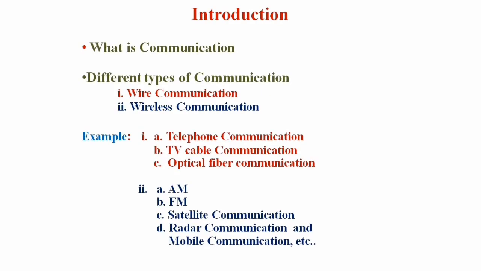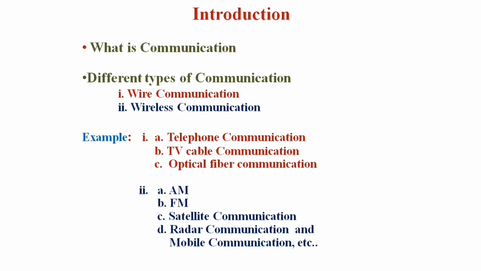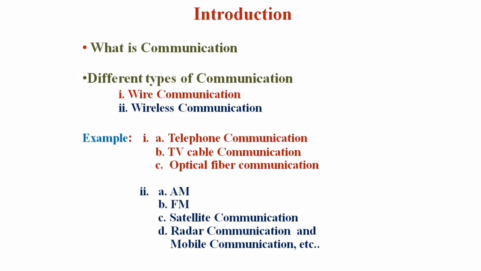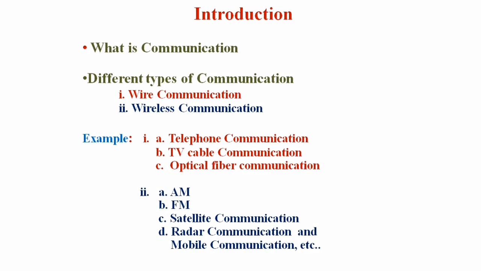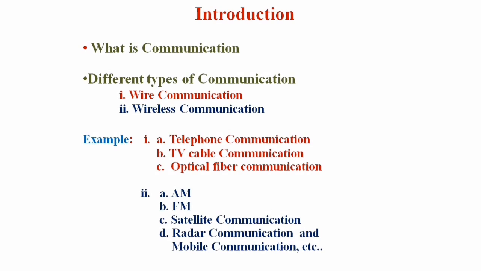Introduction. What is communication? Communication is the process of conveying information from one place to another place. Communication is mainly classified into two different types: one is wire communication and another one is wireless communication. In wire communication, the information can be transferred through copper cable, twisted cable, TV coaxial cable, and even optical fiber. Example, telephone communications, TV cable communications, and optical fiber communications.